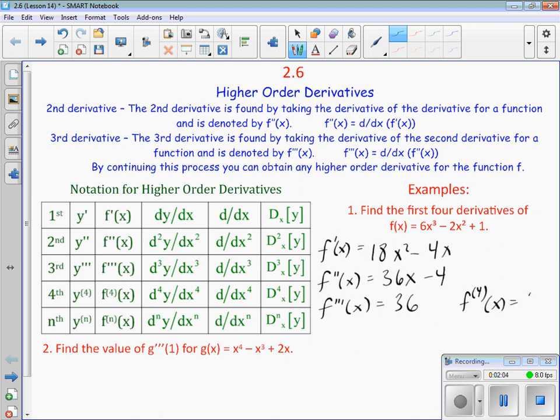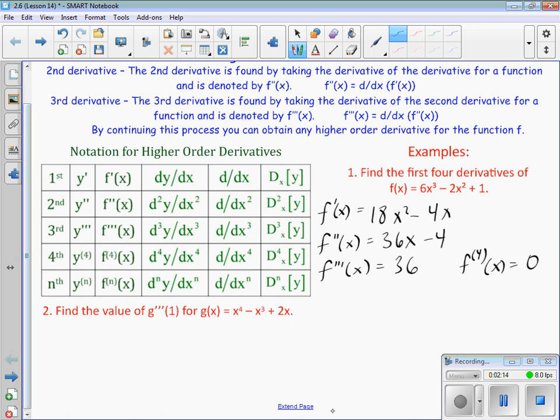0. So if it asked you for the 100th derivative, would you have to do this 100 times? No, because it's going to be 0 from there on out. You could if you wanted to. Okay, let's try number 2 here.